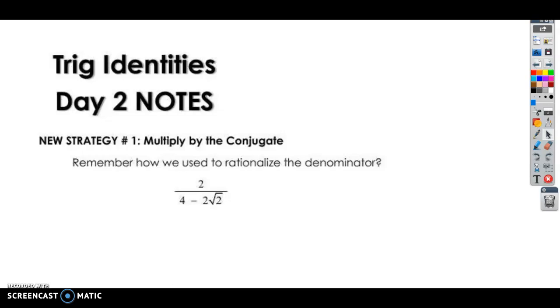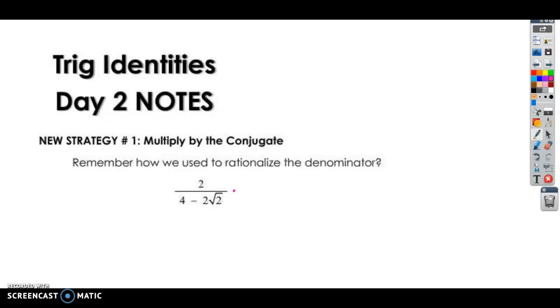All right, we are on day 3 of this unit, which is the second day of Trig Identities. And we're going to learn some more tools that we can use for Trig Identities. I didn't want to learn them all on the same day, it's just too much. So let's quickly review how we rationalize a denominator.